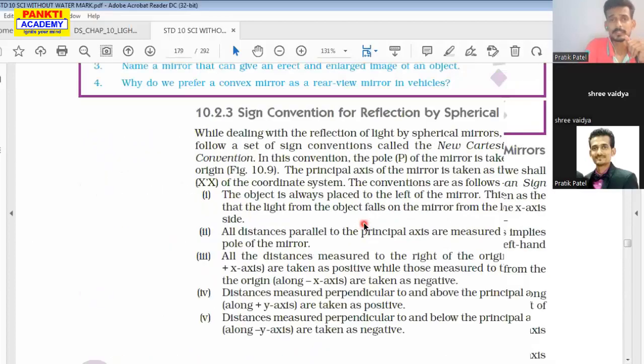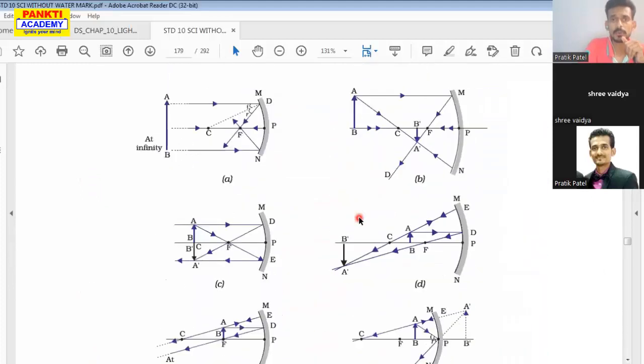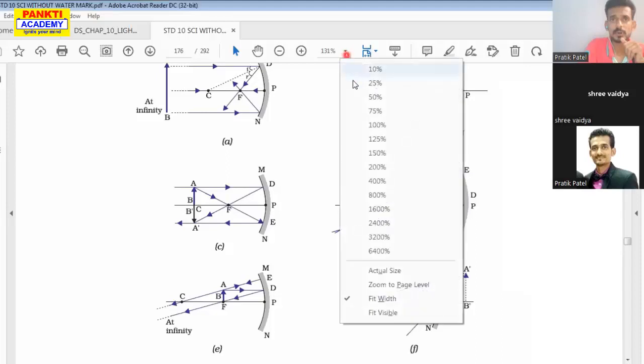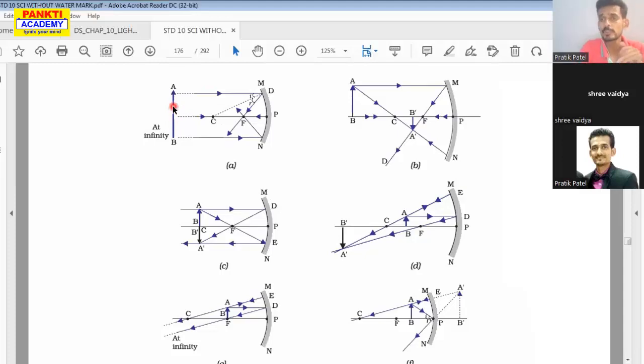Yesterday's topic, the image, how to remember all 6 ray diagrams, how to draw. You know, all 6 diagrams you draw from left to right. On the left side only you draw the object. So in the first, you put the object at infinity, meaning so much distance from the pole. So that's why you get the image at the point F. Second condition, remember, you put the object beyond C, meaning backside of C. So that time you get the image A dash B dash between C and F, meaning curvature center and focal point.